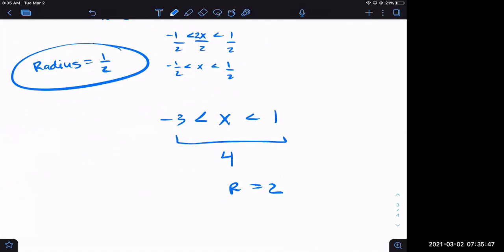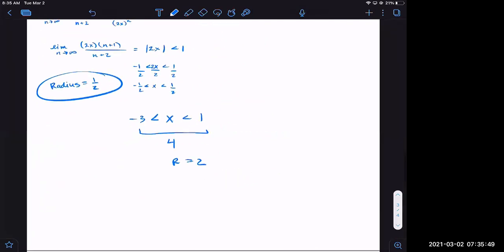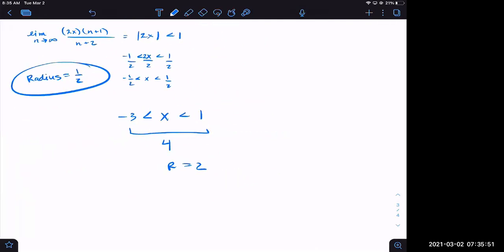Yeah. So did you guys catch this? He had a question. If your interval of convergence was -3 to 1, that distance is 4. So the radius would be 2. So the radius is the distance from the center to the end. All right, have a good day, you guys.